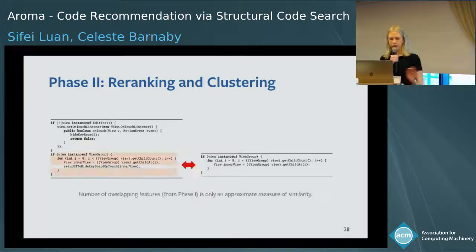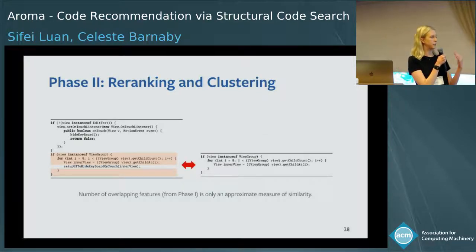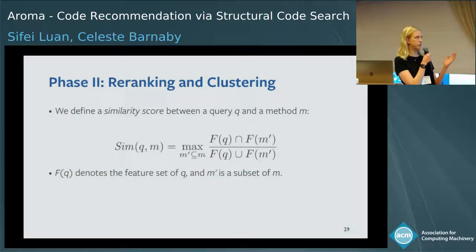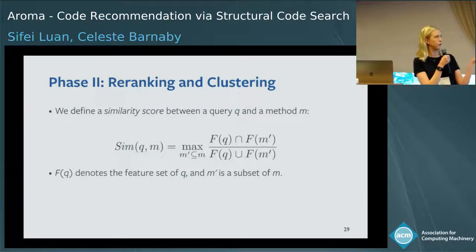That is, we want to be able to identify and isolate the part of the method that most closely matches the query. So in order to do this, we define a similarity score between a query Q and a method M with this formula. Here, Q and M are both parse trees, and there are a couple things about this formula that make it more precise than the overlap score.